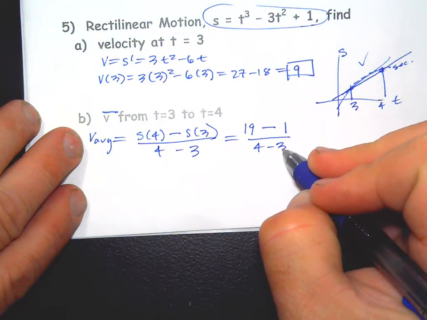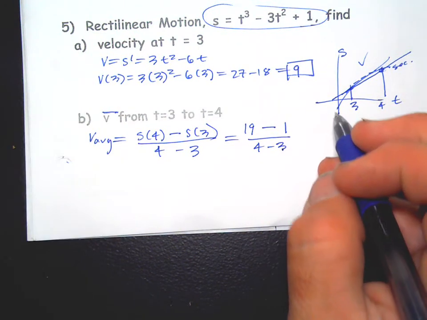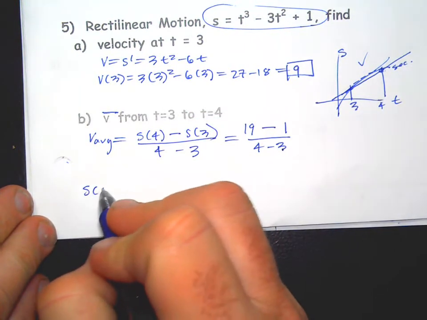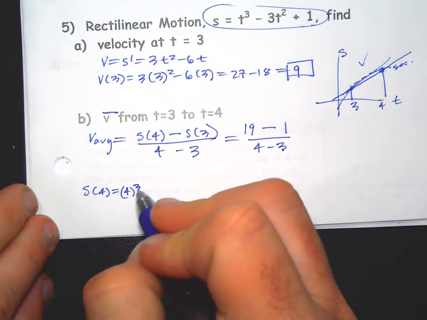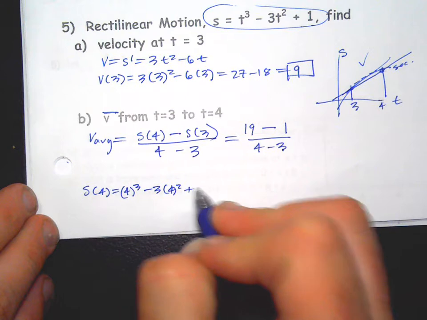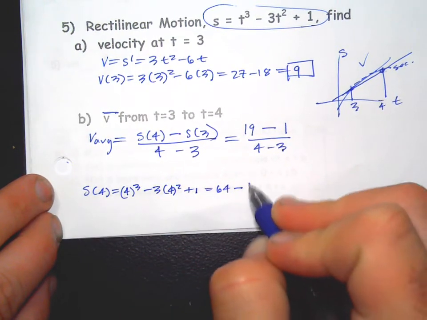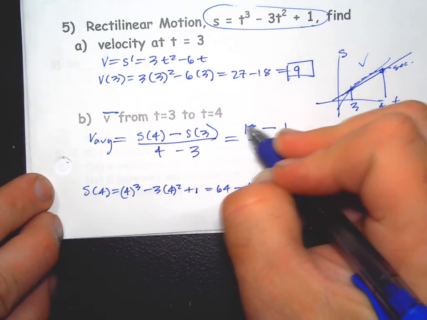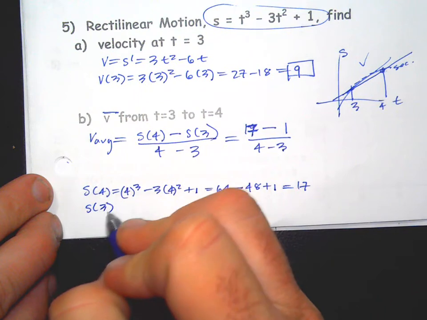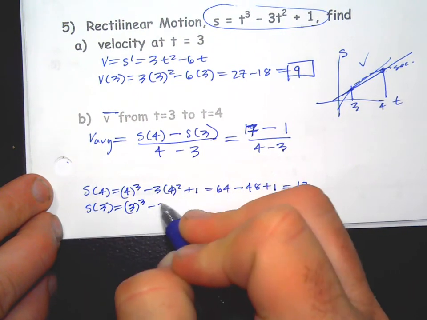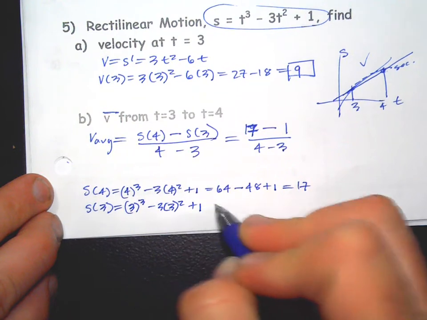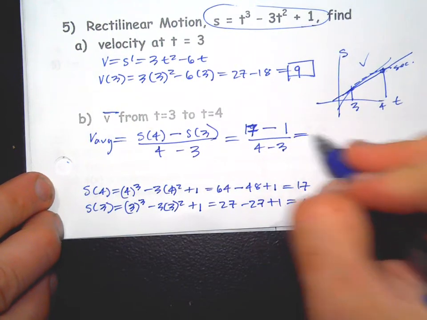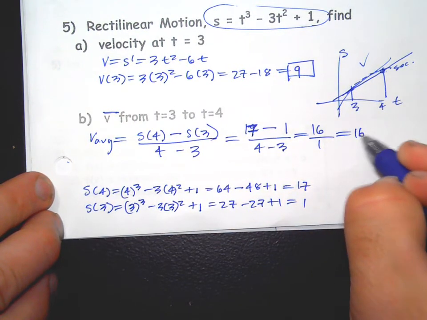Show work on your paper if you don't feel comfortable. In fact, I already made a mistake, so I guess I should. I'm going to figure out S4 real quick. So 4 cubed minus 3 times 4 squared, plus 1. That'd be 64 minus 48 plus 1, which is 16 plus 1 is 17. And S3 is going to be 3 cubed minus 3 times 3 squared plus 1, which is 27 minus 27 plus 1 is 1. So it's going to be 16 over 1, and the final answer is 16.